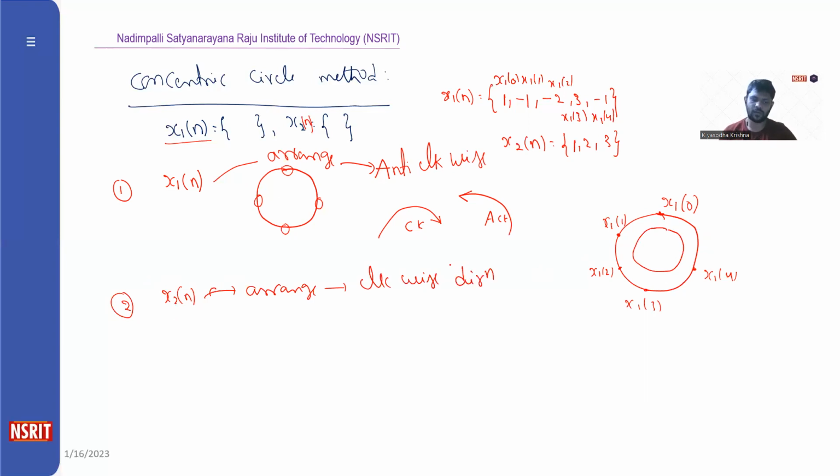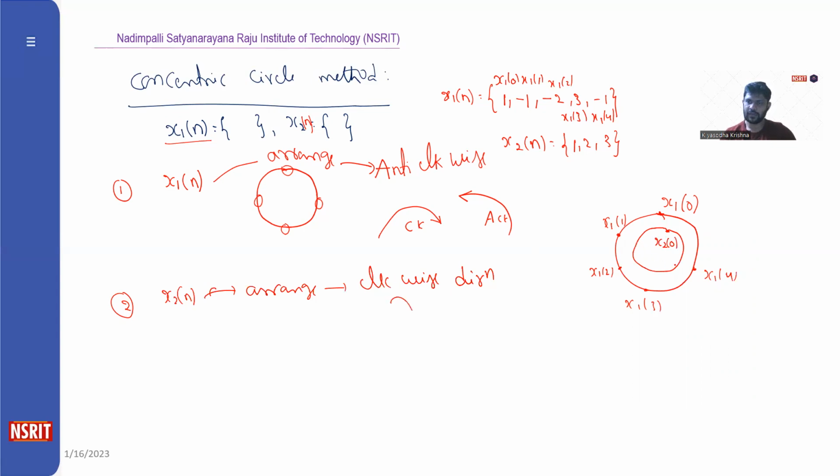That is the clockwise direction. So x1 of n is in the anti-clockwise direction. X2 of n is in the anti-clockwise direction. Means now where you have x1 of 0 you can place anywhere, but x2 of n must be written as a here only. X2 of 0 here, then it is the clockwise.